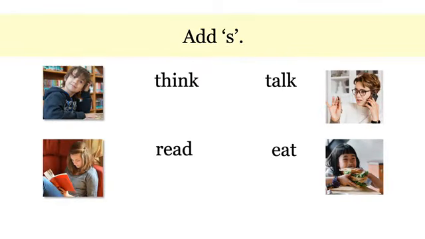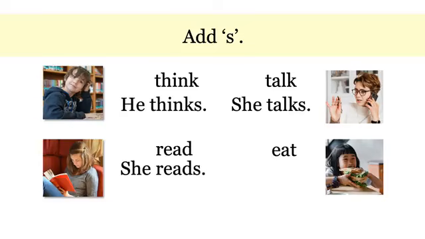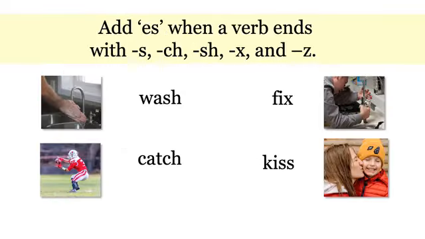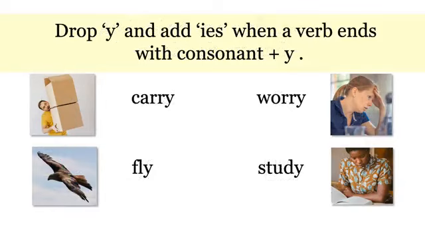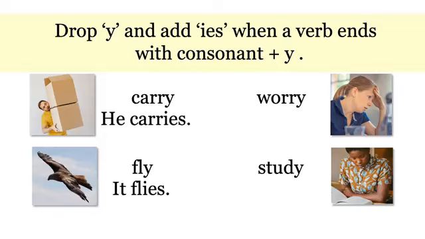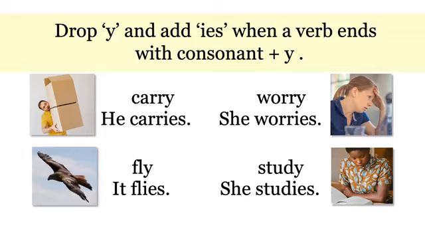For many verbs, add S. He thinks, she reads, she talks, she eats. Add es when a verb ends with s, ch, sh, x, and z. They all have a sh sound on the end. For example, he washes, he catches, he fixes, she kisses. And drop y and add ies when a verb ends with a consonant and a y. For example, he carries, it flies, she worries, and she studies.